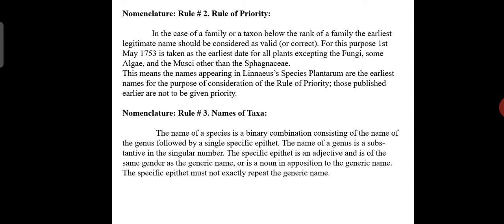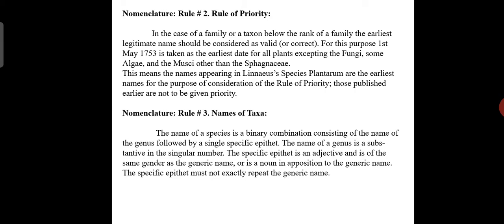This means the names appearing in Linnaeus' Species Plantarum are the earliest names for the purpose of consideration of the rule of priority. Those published earlier are not to be given priority here.